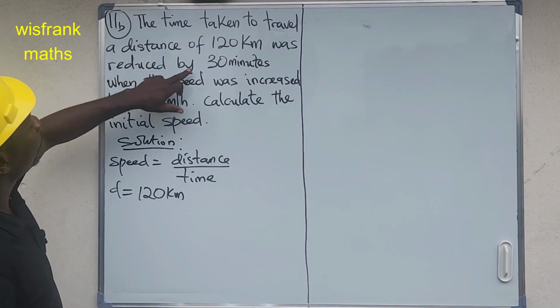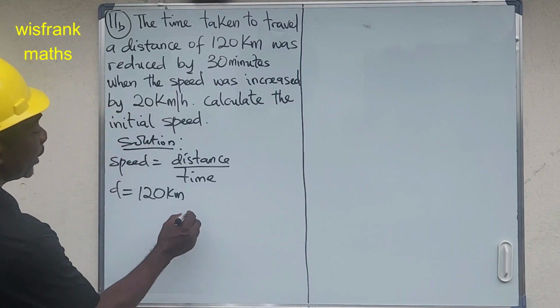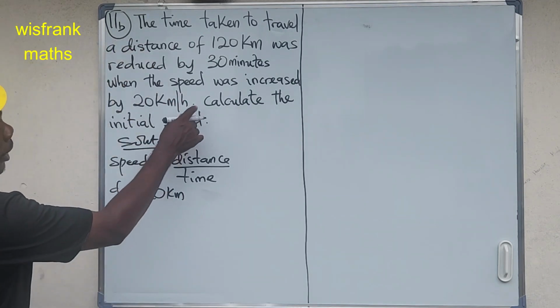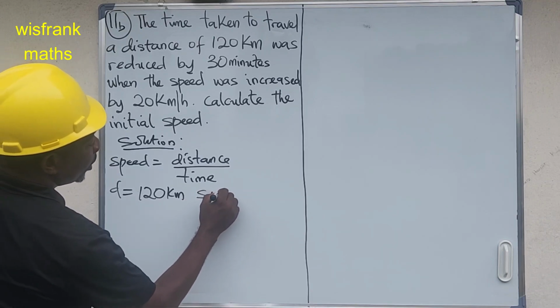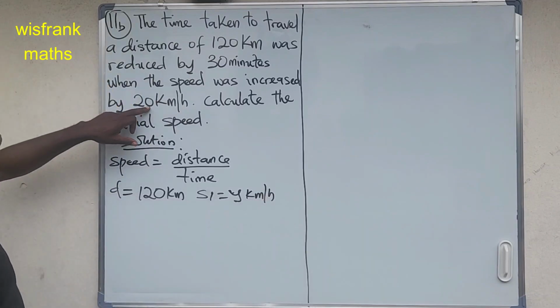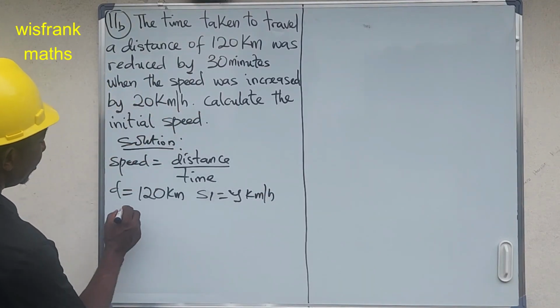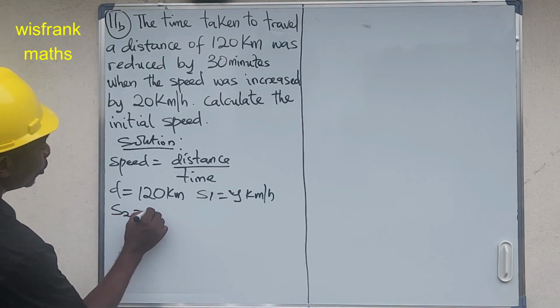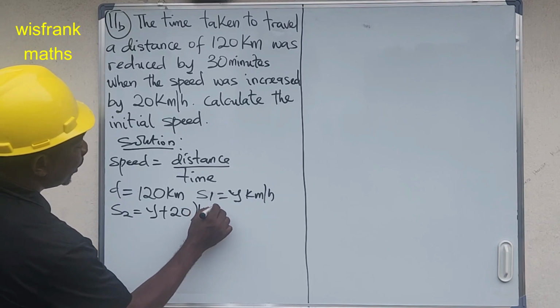It was reduced by 30 minutes when the speed was increased by 20 kilometers per hour. That means we have the speed. The initial speed was not given, so we have the first speed as s1 equals y kilometers per hour. And the second speed was increased by 20 kilometers per hour, which is our s2 equals y plus 20, all in kilometers per hour.